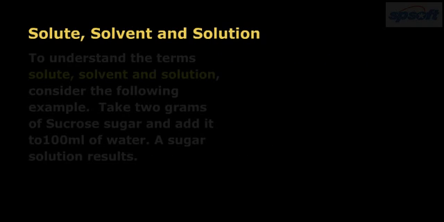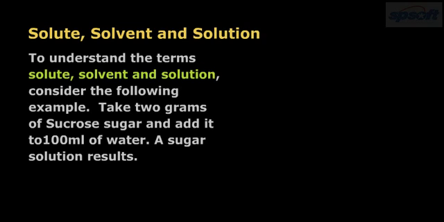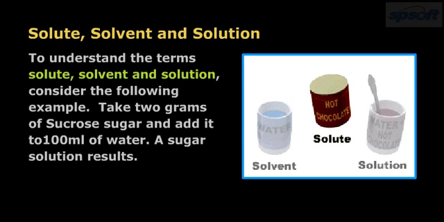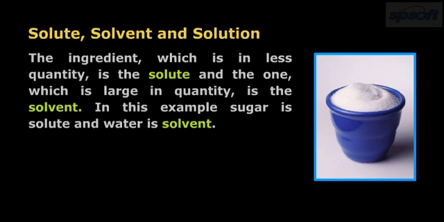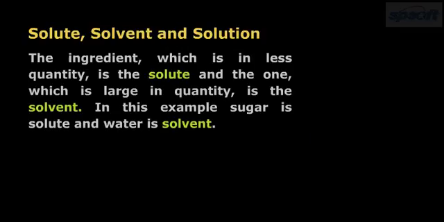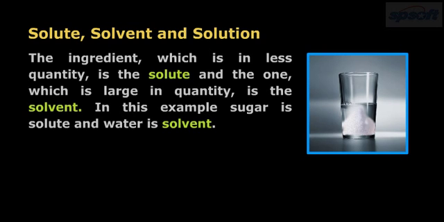Solute, solvent and solution. To understand the terms solute, solvent and solution, consider the following example. Take 2 grams of sucrose sugar and add it to 100 ml of water. A sugar solution results. The ingredient which is in less quantity is the solute, and the one which is large in quantity is the solvent. In this example, sugar is solute and water is solvent.